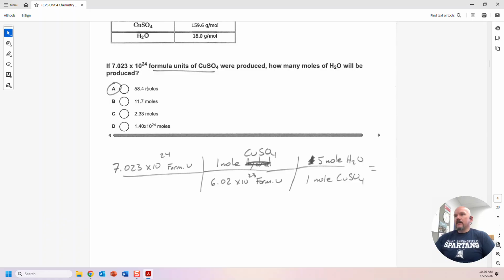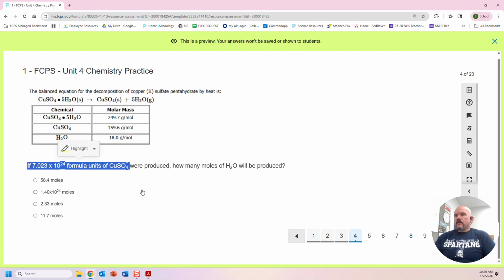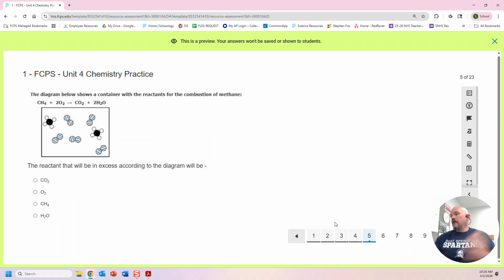When we do the math, it comes out to be 58.4 moles. Okay. So if you get that many particles of this, then you should also get that many moles of water. And if you multiply this by Avogadro's number, that would be how many water molecules you got. Okay. All right. Finally, we're out of the hydrate question, which really had nothing to do with hydrates. It was just stoichiometry stuff.